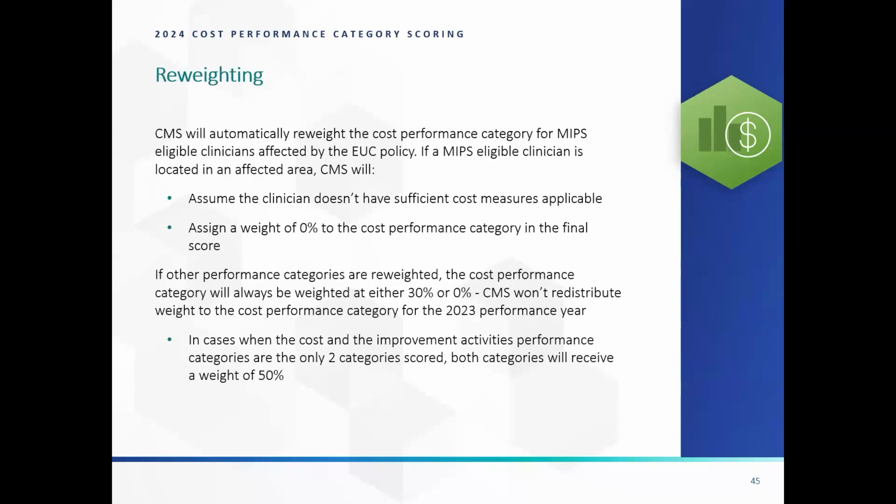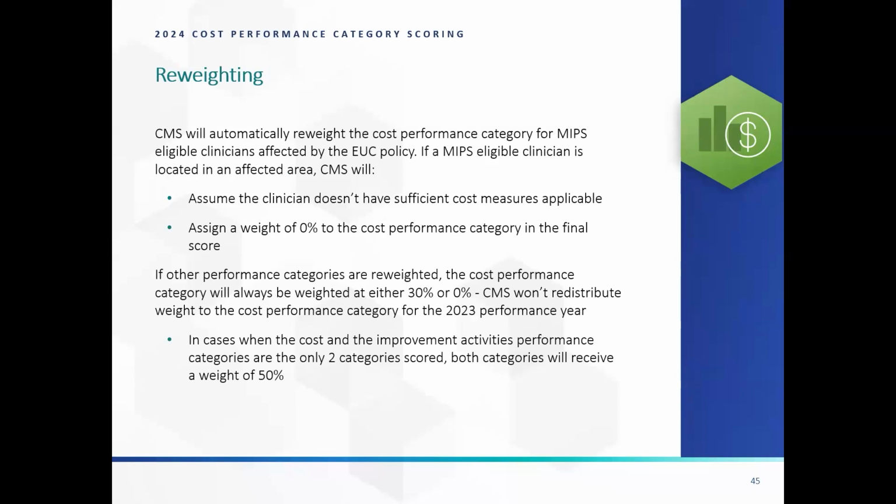For reweighting, CMS will automatically reweight the cost performance category for MIPS eligible clinicians affected by the EUC policy. If a MIPS eligible clinician is located in an affected area, CMS will assume the clinician doesn't have sufficient cost measures applicable, and then they will assign a weight of 0% to the cost performance category in the final score.